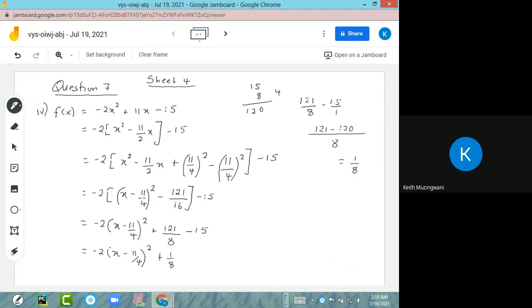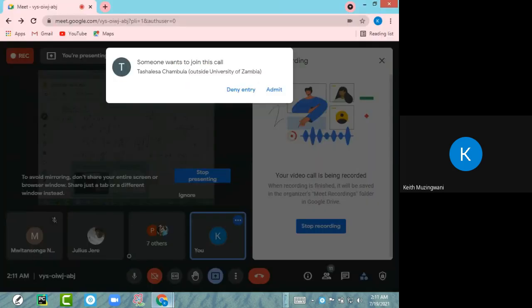What's remaining now is to sketch. Now to sketch, we need the y-intercept, which is obtained by substituting 0 where there is x in f, so that we get a constant negative 15. So the intercept is 0, negative 15, like that.